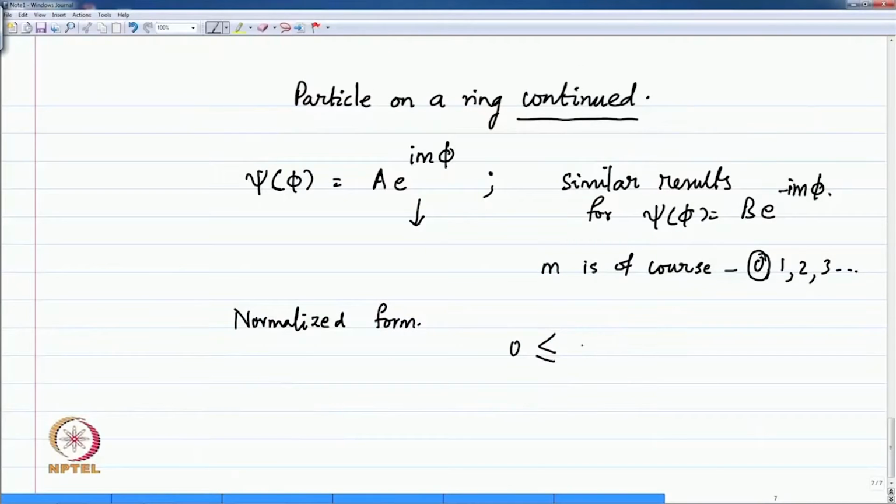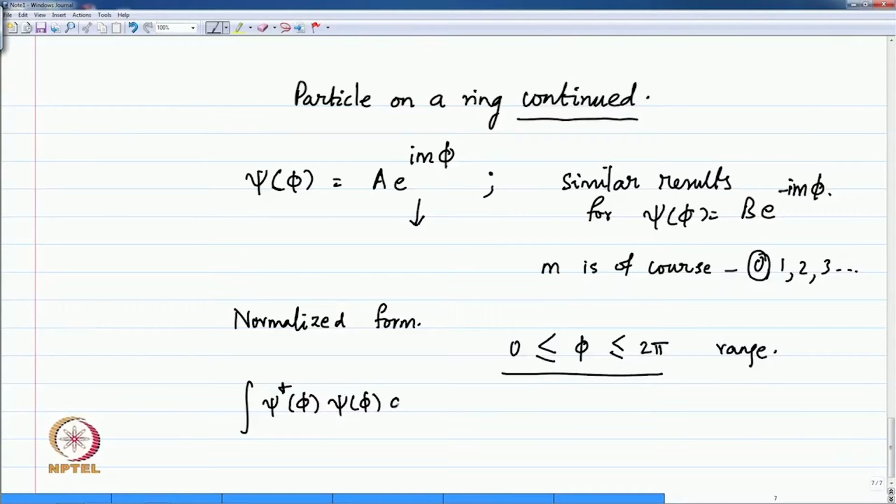It has one value for one phi, and of course, you know that that particular range is between 0 and 2 pi, because after that the wave function simply repeats itself. Therefore, this is the range for normalization, even though other values are considered. Therefore, what you have is the integral of psi star phi, psi phi, d phi between 0 and 2 pi, that should be made equal to 1 for normalization.